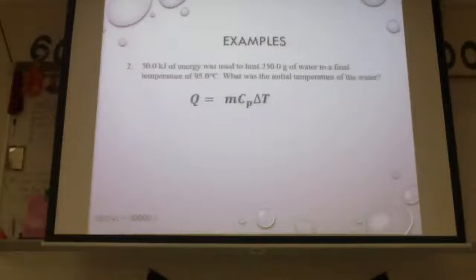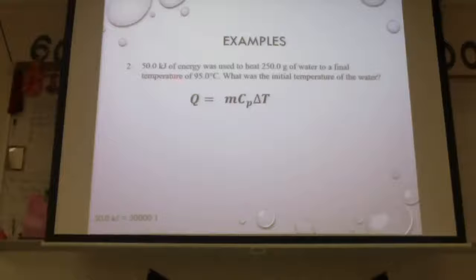Alright, guys, let's go ahead and do another example. So here we have 50 kilojoules of energy being used to heat 250 grams of water to a final temperature of 95 degrees. So what was the initial temperature? Okay. So here I know my Q, I know my mass, okay? I know my specific heat of water is 4.186. And as far as the change in temperature goes, I know the final, I don't know the initial. Right. Now, here's a question. What are the units of specific heat? For water, it's 4.18 joules per gram degree Celsius.